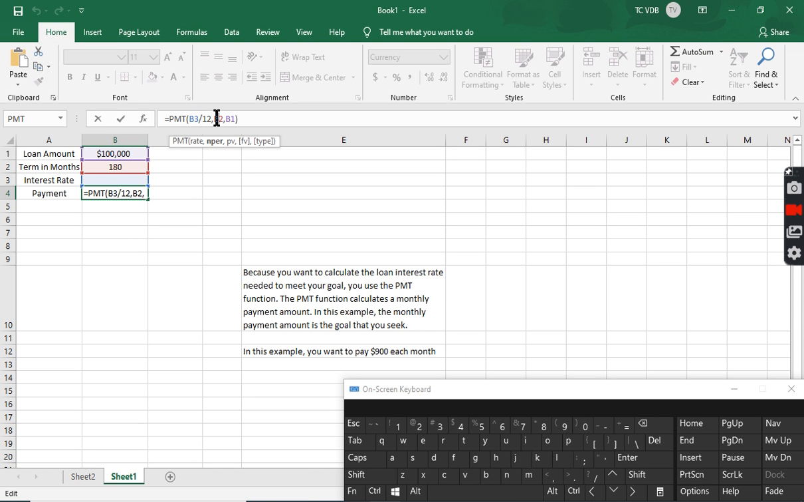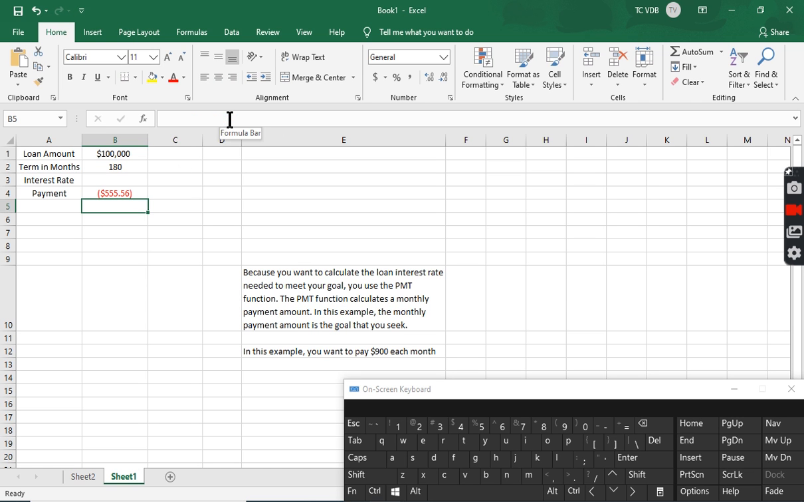The NPER, that actually means the total number of payments for the loan, as I said. And PV is the present value, or in this case, the amount we're looking to borrow. So what you'll see here, this is a negative number. The formula here is including the interest rate here in B3, right? So that's what this divided by 12 is, but it's blank.